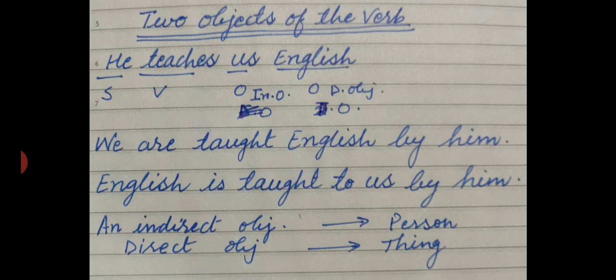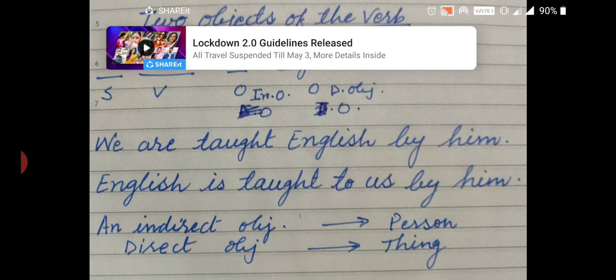He teaches us English. We are taking the indirect object as the new subject. Which is the indirect object? Us. When you use it as the new subject, the subjective case will be used, which is we. This is simple present tense. Which helping verb will be used? Is, am, are. With we we are to use are because it is plural.